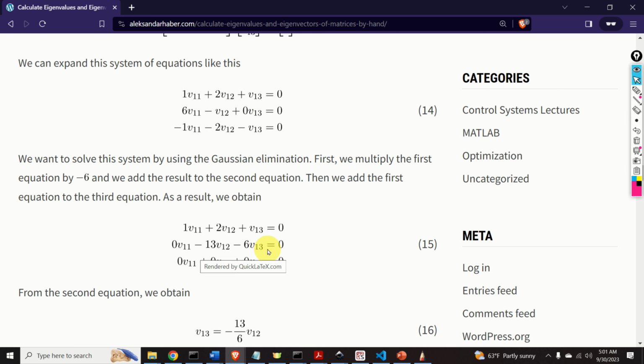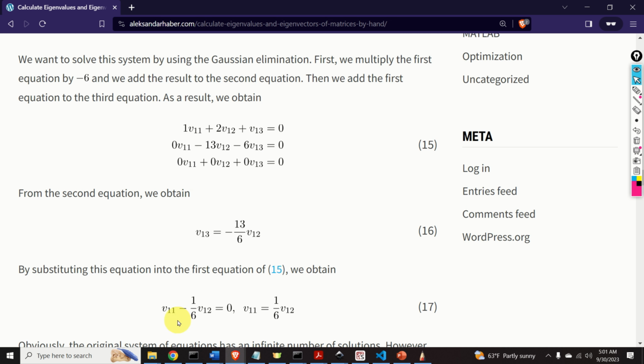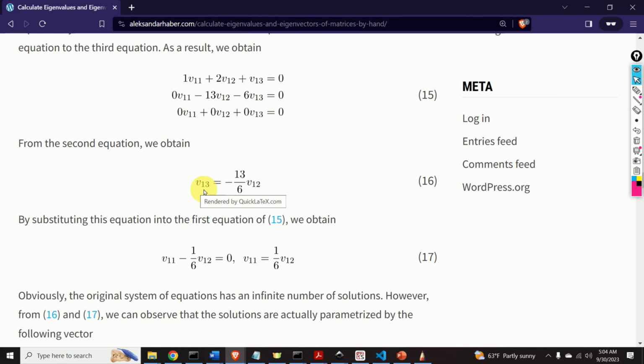Now, from the second equation, we obtain that v13 is minus 13 over 6 multiplying v12. This is a very important result. By substituting this equation into the first equation over here, we obtain the expression for v11, and v11 becomes 1 over 6 multiplying v12. Now, let us analyze equation 16 and equation 17. From equation 16, we can see that v13 is a function of v12, and similarly v11 is a function of v12.